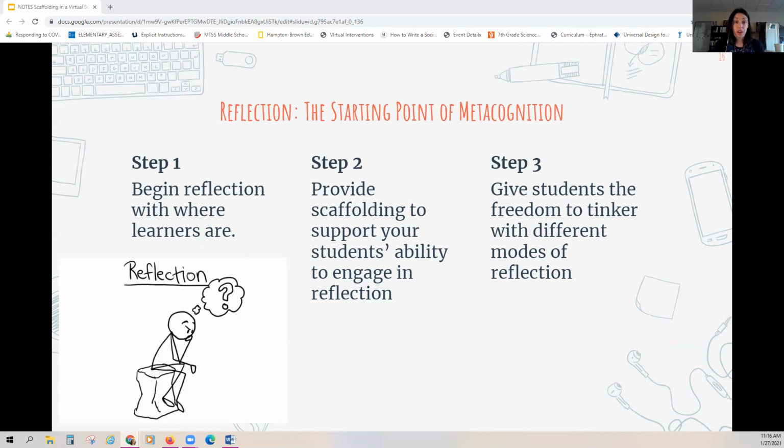So reflection, that's the starting point of metacognition. So step 1 being, begin your reflection where students are, okay? Some students may be able to kind of think back to themselves and evaluate, where others have no idea where to start. Step 2 is you're providing scaffolding to support your students' ability to engage in that reflection. So it's almost like scaffolding within scaffolding. And then step 3 is giving students the freedom to tinker with different modes of reflection so they can find what works best for them.